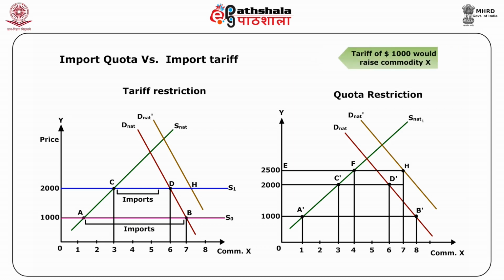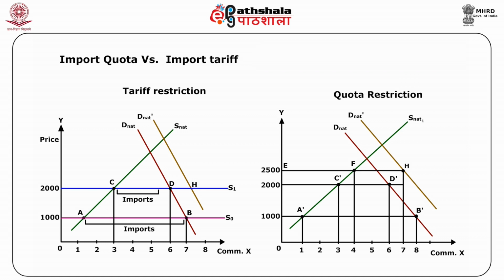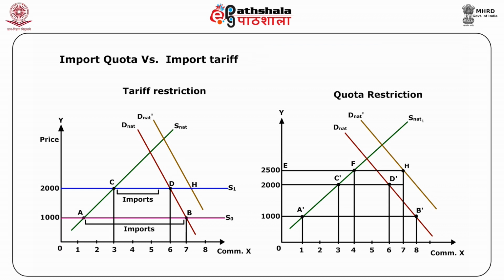In figure A, a tariff of $1,000 will raise the price of commodity X from $1,000 to $2,000, and so commodity X imports will fall from 7 lakh units AB to 3 lakh units CD. In figure B, an import quota of 3 lakh units would put nation 1 in a trade position identical to that which occurs under the tariff, and the rise in price is the same, from $1,000 to $2,000. So far it appears that the tariff and the quota are equivalent with respect to their impact on the volume of trade.